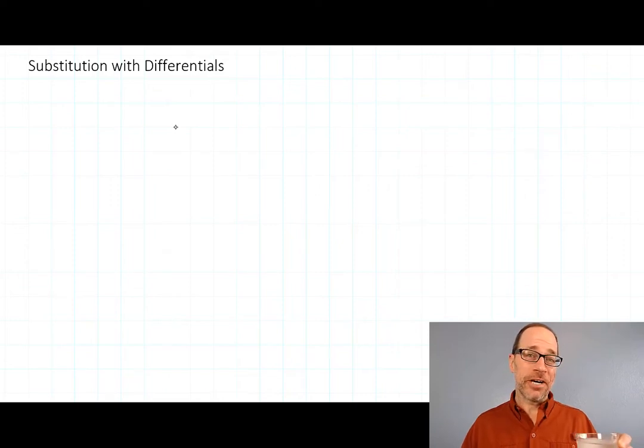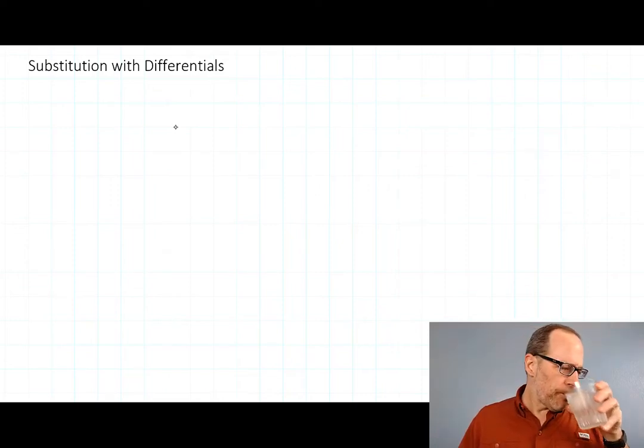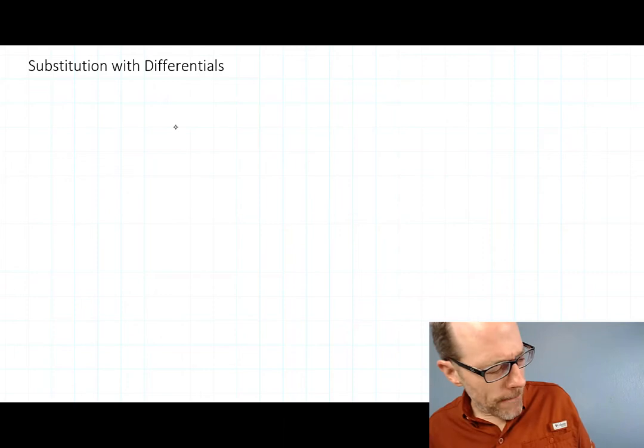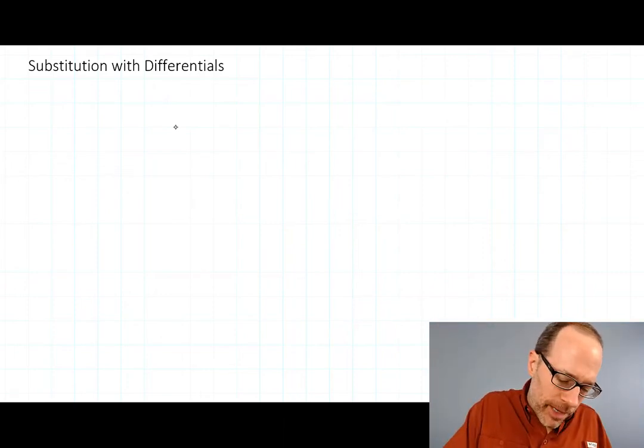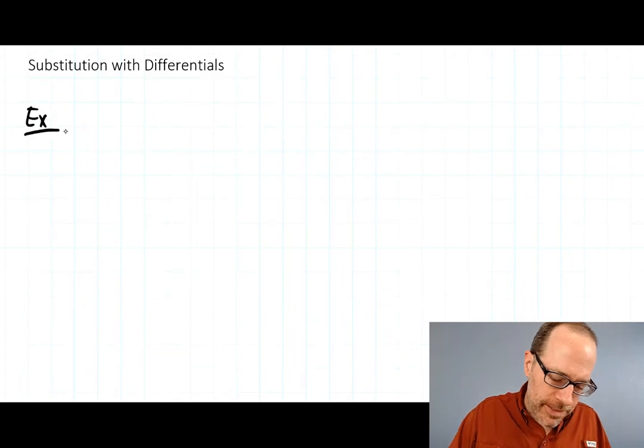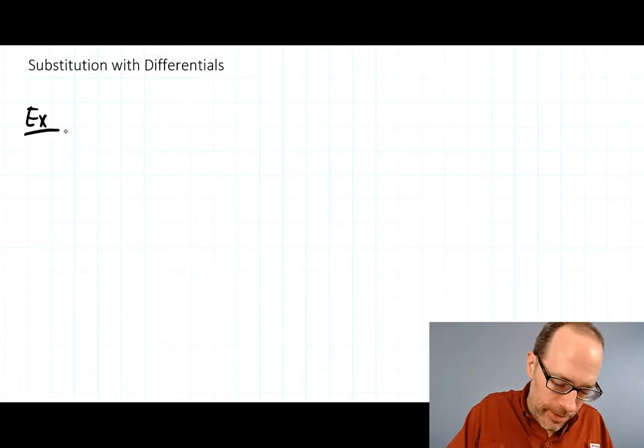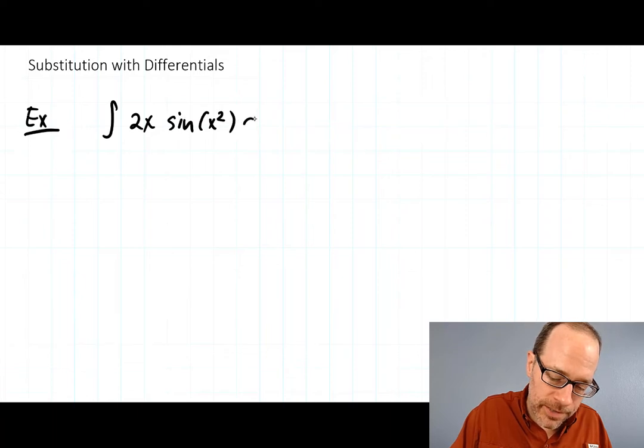All right, let's start with an example. We'll justify why this example works a little more formally later, but it seems very intuitive. So let's consider this example. Say we wanted to find an antiderivative for 2x sine of x squared dx.